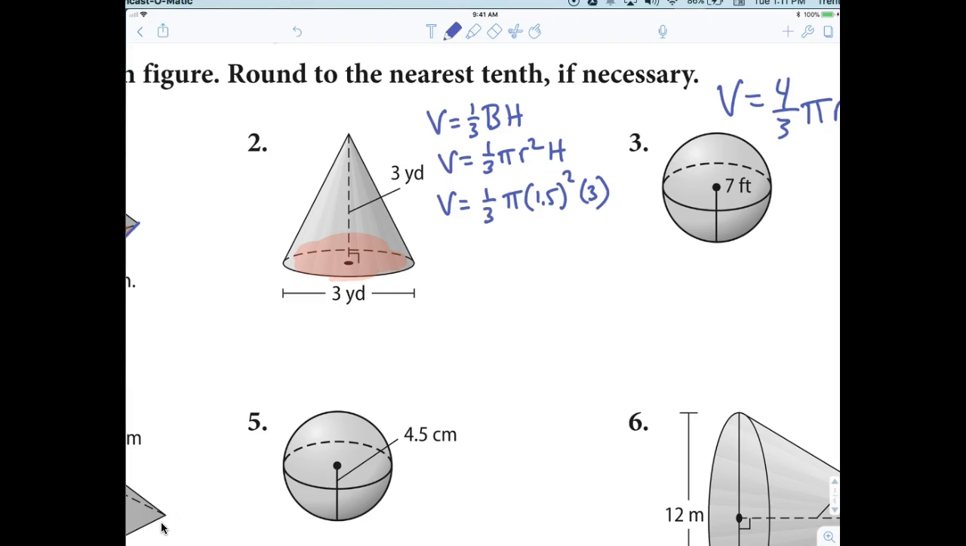I got 7.1. Volume equals 7.1 yards cubed. Thank you, because we're measuring volume. Volume is with cubes.